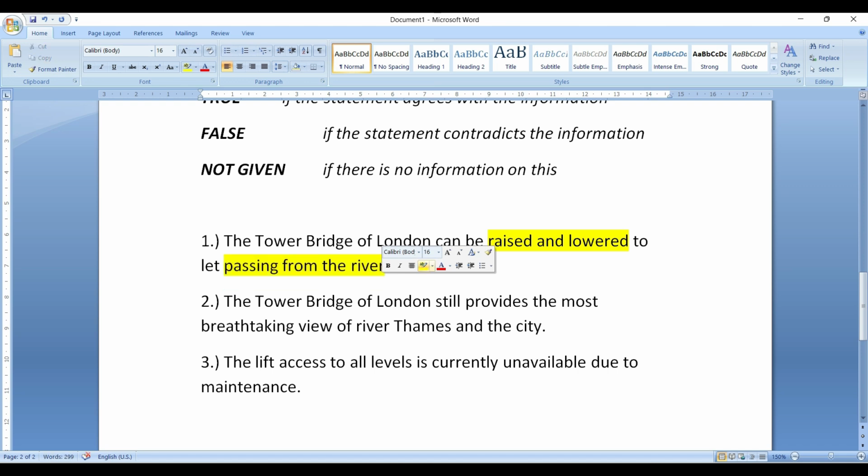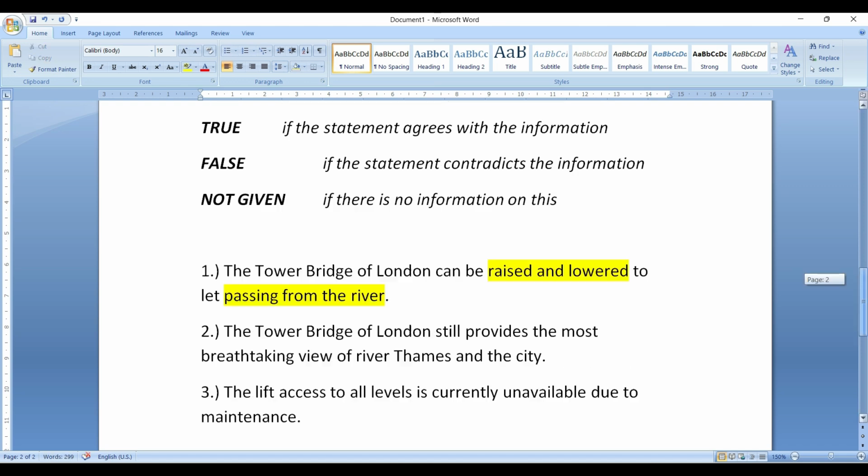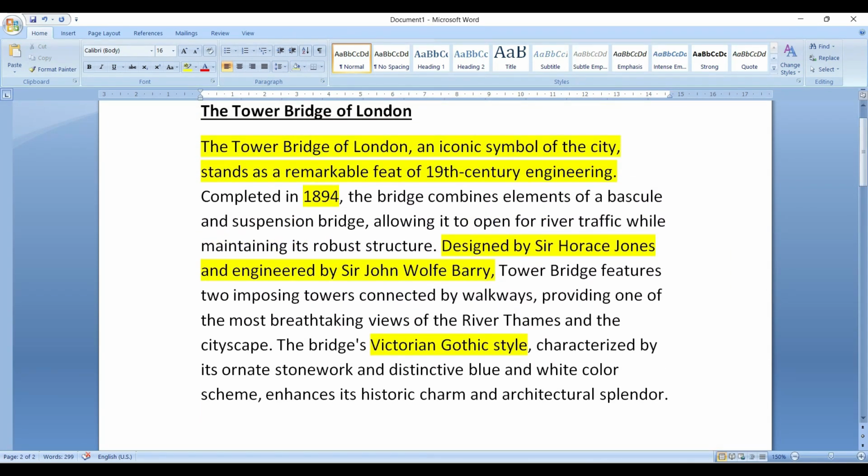And since these tasks follow the order of the text, I will go straight to the passage to see if I can find it. So in the first 2 lines, we didn't see anything along these lines. Let's move on a little bit further down. The bridge combines elements of a bascule suspension bridge, allowing it to open for river traffic while maintaining its robust structure. So you might not know bascule and suspension bridge. You might not know this phrase and what it means. If you do know, I'm quite surprised.